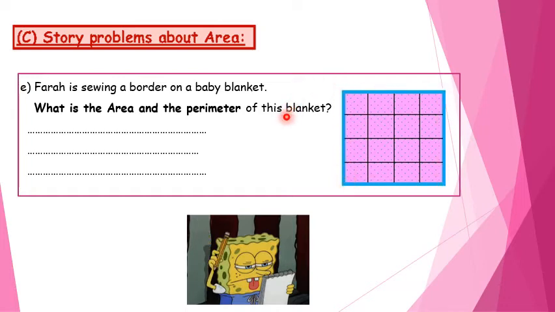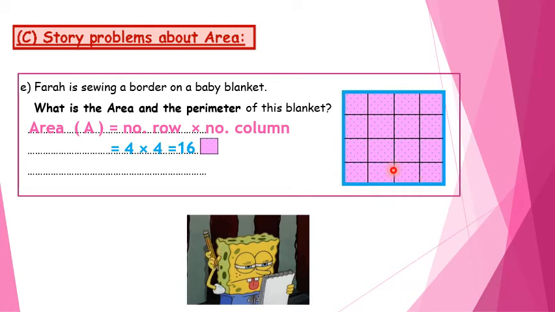So the area here, this looks like an array, so it's going to be number of rows by number of columns. I have here 1, 2, 3, 4 rows and 1, 2, 3, 4 columns, so it's 4 by 4. 4 by 4 equals 16 square units, okay?